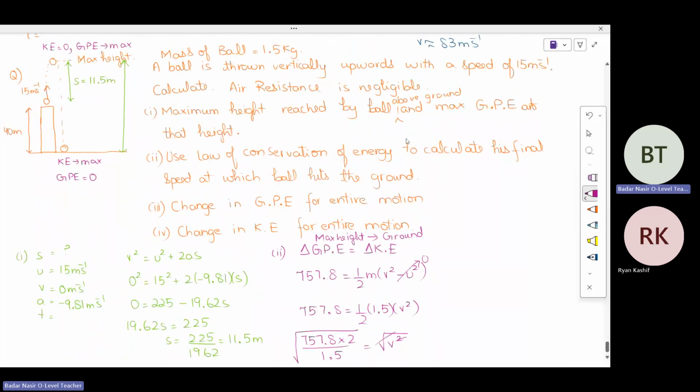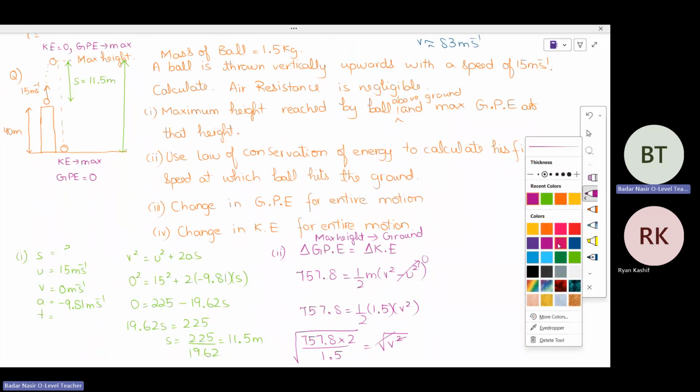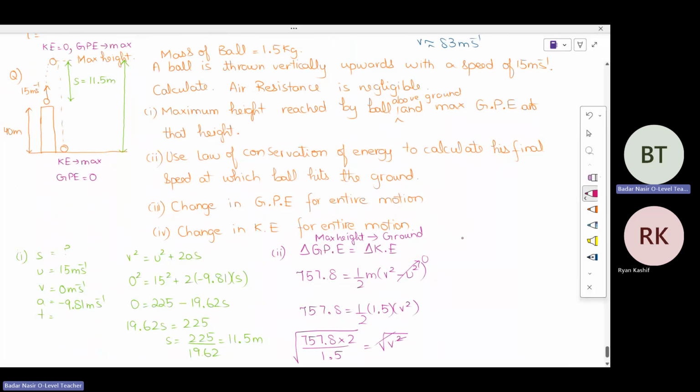Okay, अच्छा। अब आपसे वो ये कह रहे calculate the change in gravitational potential energy for the entire motion. So we have to find the gravitational potential energy for the entire motion.